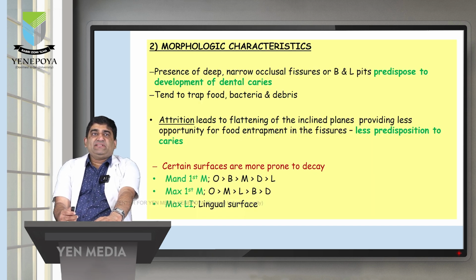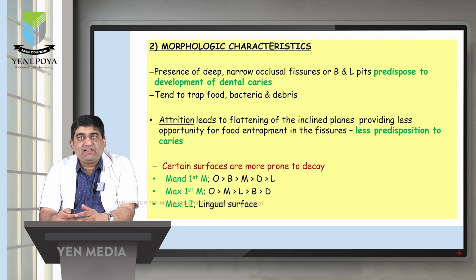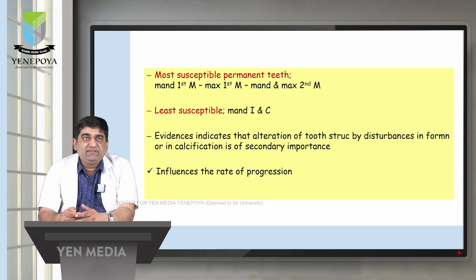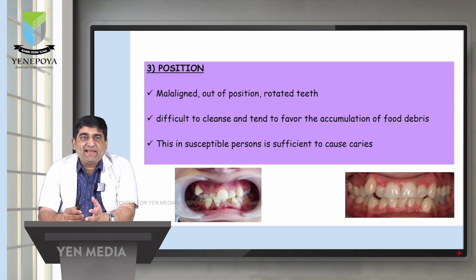The morphological characteristic: the presence of a deep, narrow occlusal fissure or buccal and lingual pits predispose to the development of dental caries. It tends to trap more food, bacteria, and debris. Attrition leads to the flattening of the inclined plane, providing less opportunity for food entrapment in the fissures, and less predisposition to caries. The position: malaligned teeth or teeth with malocclusion have more chances of caries formation because it favors the accumulation of food debris and is difficult to cleanse, thereby the person is more susceptible to caries formation.